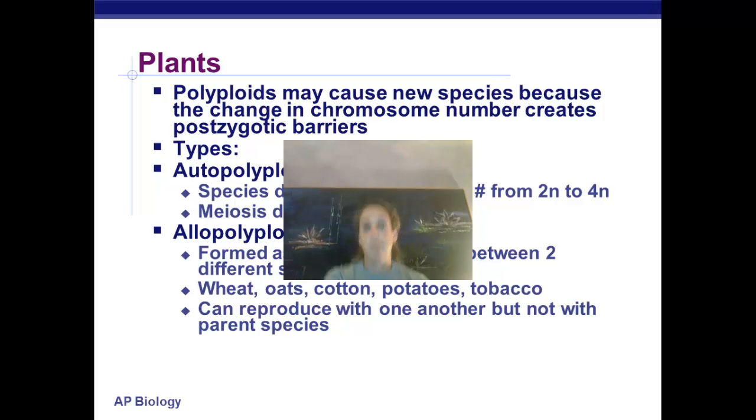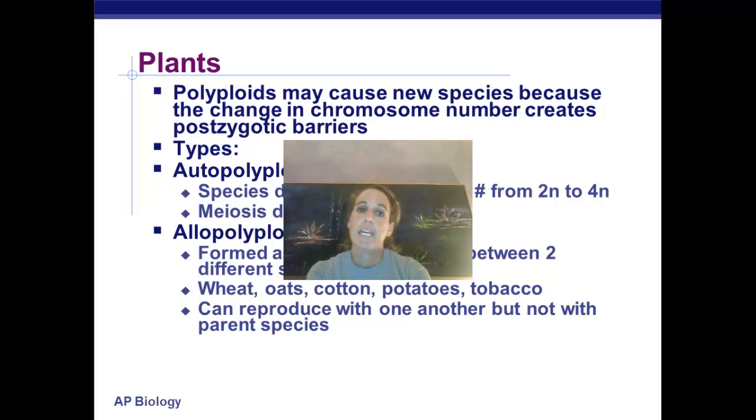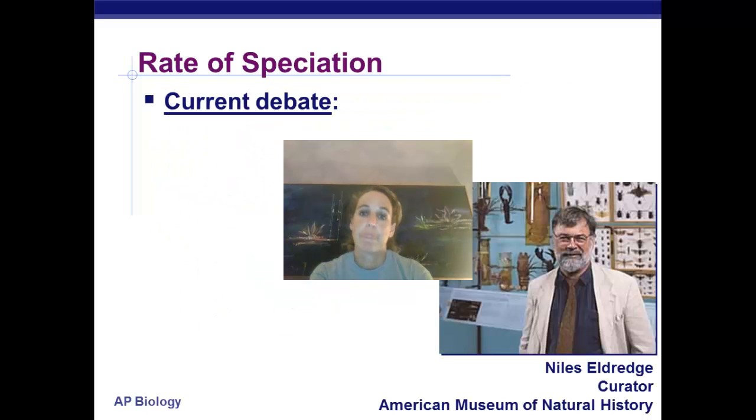This is how wheat, oats, cotton, potatoes, and tobacco all came about. They're able to reproduce with each other, but they cannot reproduce with the parent species. So now it's a new species altogether. There are only one or two select examples of animals that have been able to be polyploid. Most things die if they have an inaccurate number of chromosomes.